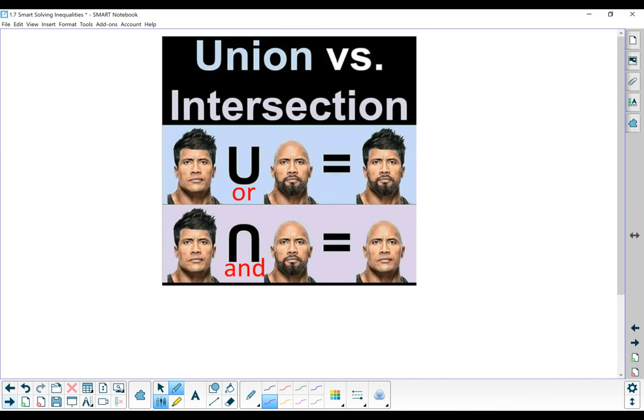Oh, here's my little joke of the day. See if you get that. With the rock. It's kind of funny. He looks super funny right there with all that hair.